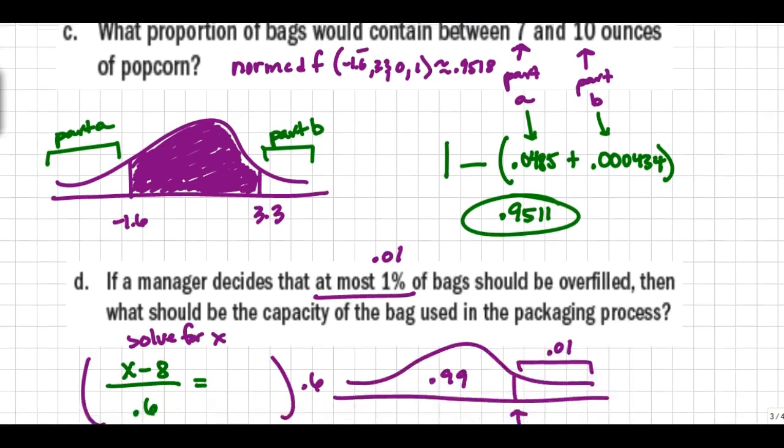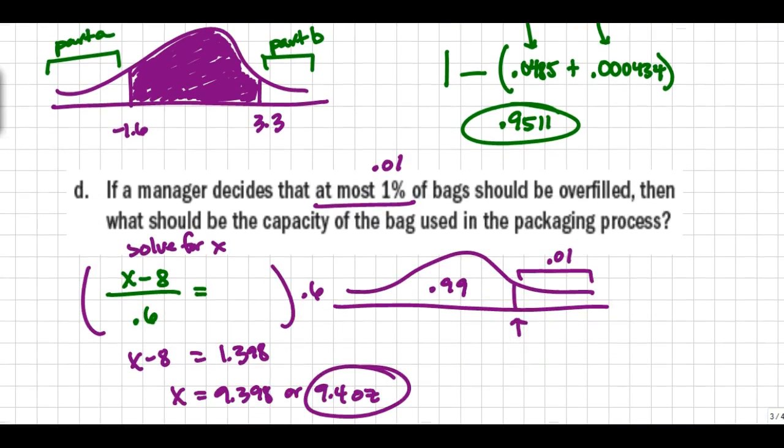The final question I want to look at with you today is part D of this example. Let's read through it and then we'll talk through the work that's shown here. If a manager decides that at most 1% of the bags should be overfilled, then what should be the capacity of the bag used in the packaging process? This time they give us the percentage, and we need to go backwards and figure out what the z-score would be. We still have the average of 8 and the standard deviation of 0.6, but we don't know what the z-score is. We do know that we want anything above 0.01, but we don't know where that z-score is that would make that happen.